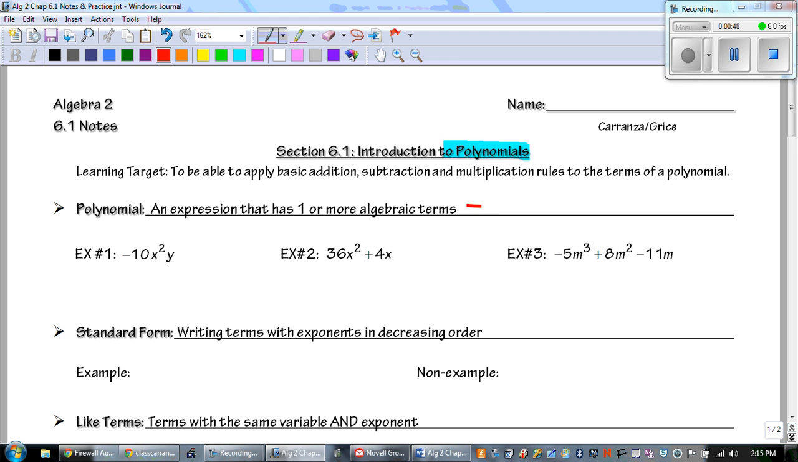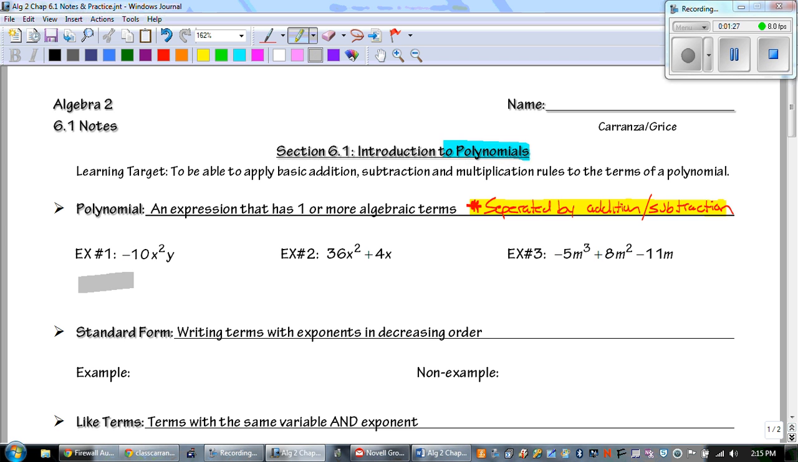What that really means is that the terms need to be separated, okay? They're separated by addition or subtraction. So a polynomial is an expression that has one or more algebraic terms, and those terms are separated by addition or subtraction. So let's look at example number one.